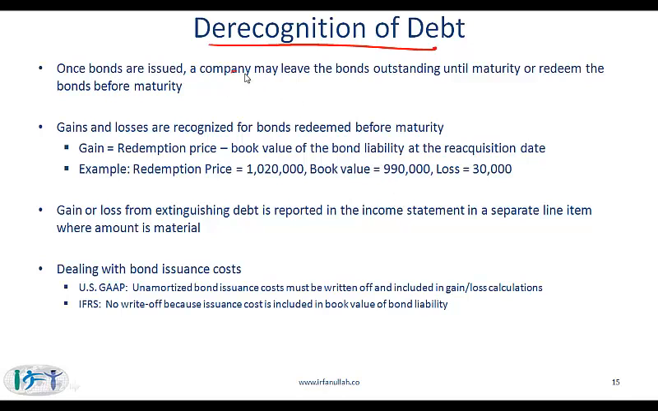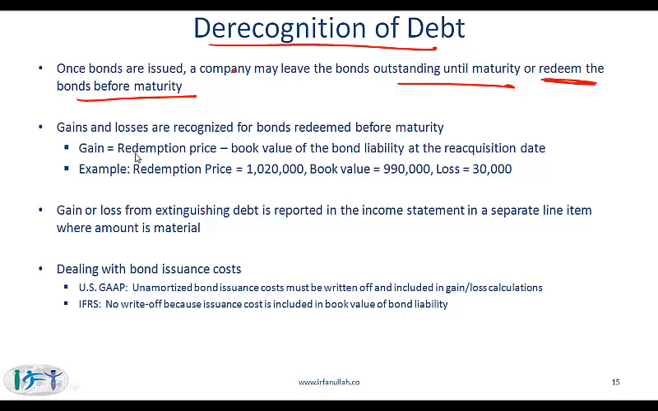Once bonds are issued, a company may leave the bond outstanding until maturity or redeem the bond before maturity. When a company redeems the bond before maturity, there is a good chance that the amount of money that the company is paying to redeem the bond is different from the book value of the bond.